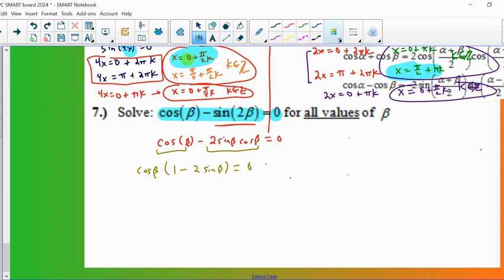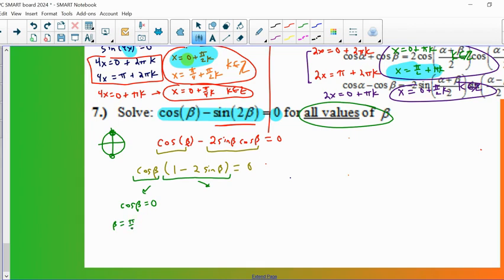So we will solve this using the zero product property. So either cosine of beta is 0 or 1 minus 2 sine of beta is 0. So we have to consider two solution sets. We're looking for all values, so we're going to be adding 2 pi k. So let's first think about when is cosine of beta equal to 0. Thinking about when the cosine is equal to 0, it's at pi over 2, and it's at 3 pi over 2. So I could keep them separate and say beta is pi over 2 plus 2 pi k, or beta is 3 pi over 2 plus 2 pi k. And that would also mean k is an element of the integers.